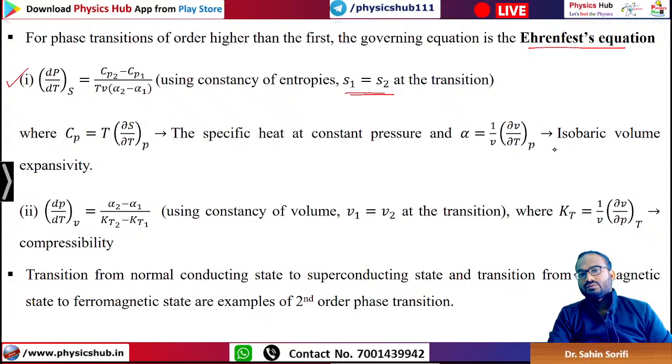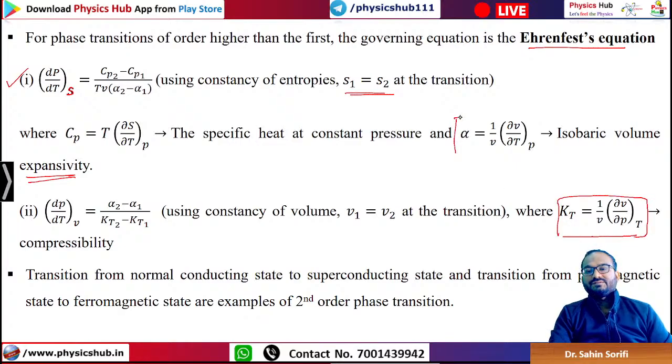So isobaric volume expansivity. dP, this is for entropy. This is for volume. dP/dT at constant V is (alpha 2 minus alpha 1) by (KT2 minus KT1). Okay, KT is the isothermal compressibility, 1 by V del V by del P at constant T. So these two relations you need to keep in mind.